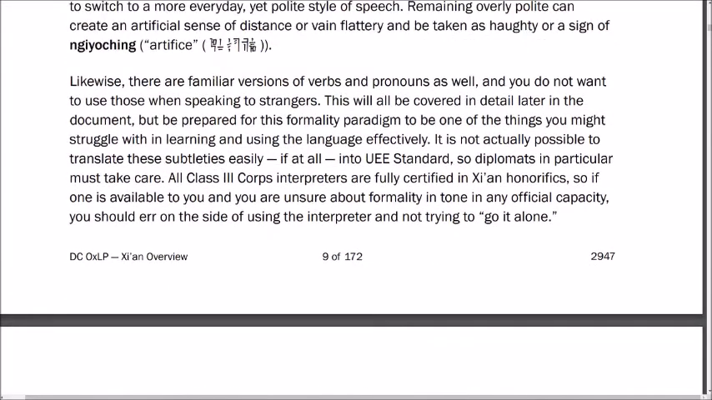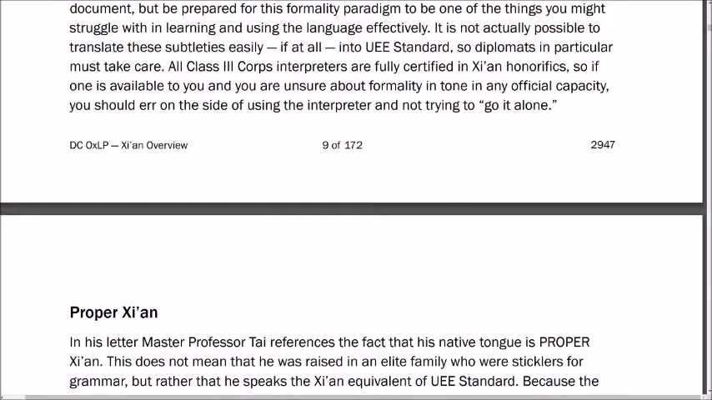Likewise, there are familiar versions of verbs and pronouns as well, and you do not want to use those when speaking to strangers. This will all be covered in detail later in the document. But be prepared for this formality paradigm to be one of the things you might struggle with in learning and using the language effectively. It is not actually possible to translate these subtleties easily, if at all, into UEE standard, so diplomats in particular must take care. All Class 3 Corps interpreters are fully certified in Xi'an honorifics, so if one is available to you and you are unsure about formality and tone in any official capacity, you should err on the side of using the interpreter and not trying to go it alone.